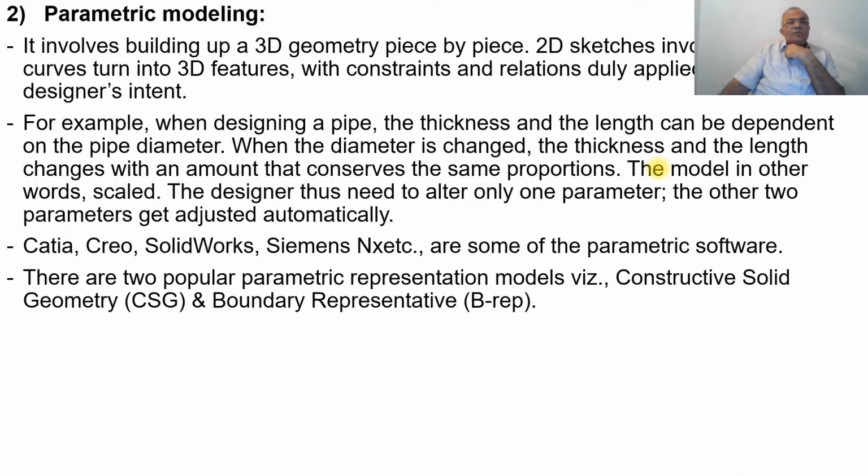Now, in this video, we are going to discuss the parametric model. It involves building up a 3D geometry piece by piece. 2D sketches involving lines and curves are turned into 3D features, with constraints and relations duly applied to fit the designer's intent. That means we are going to create the 2D sketches involving lines and curves, and then convert them into 3D features with the relative constraints and relations duly applied to fit the designer's intent.